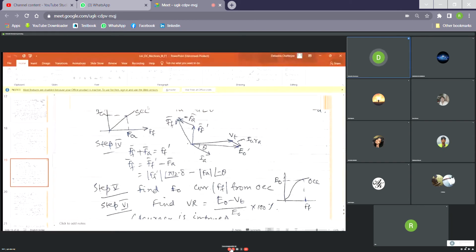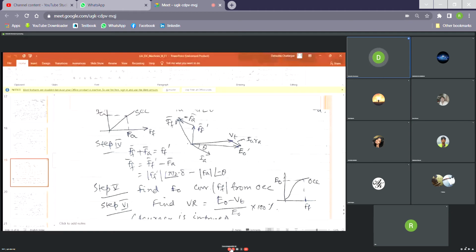So now, if you know this, you can find FF dash. I told you the magnitude is known, pi by 2 minus delta, and the FA armature magnitude is known from short circuit characteristics, and the phase is actually the armature current phase. The phasor location is the same as the armature current. So now if you make minus FA, from the plot, minus FA is in the opposite direction. So FF dash minus FA.